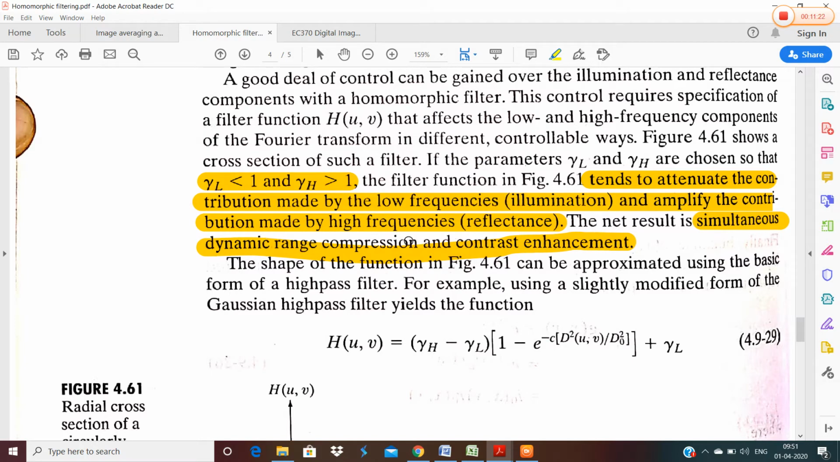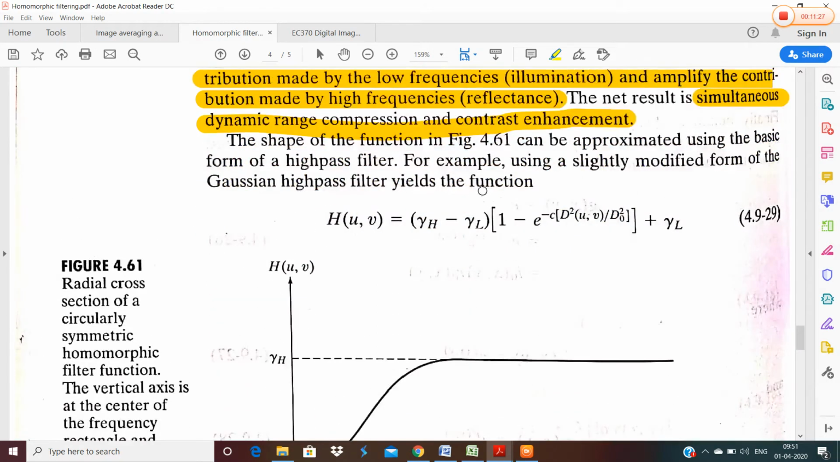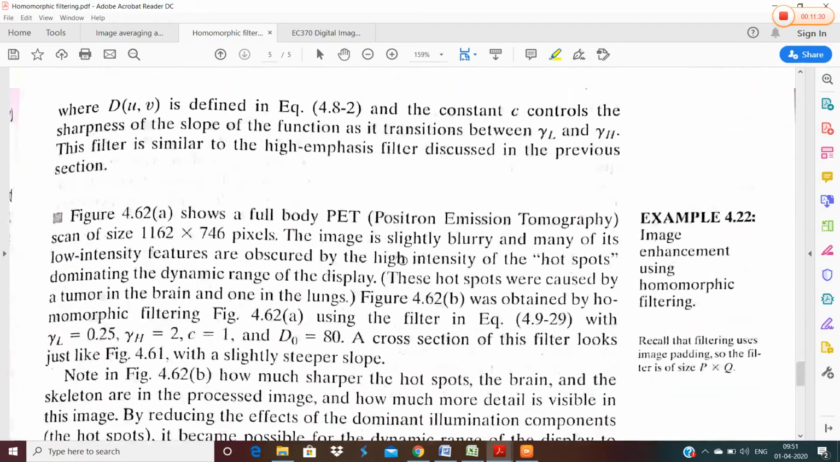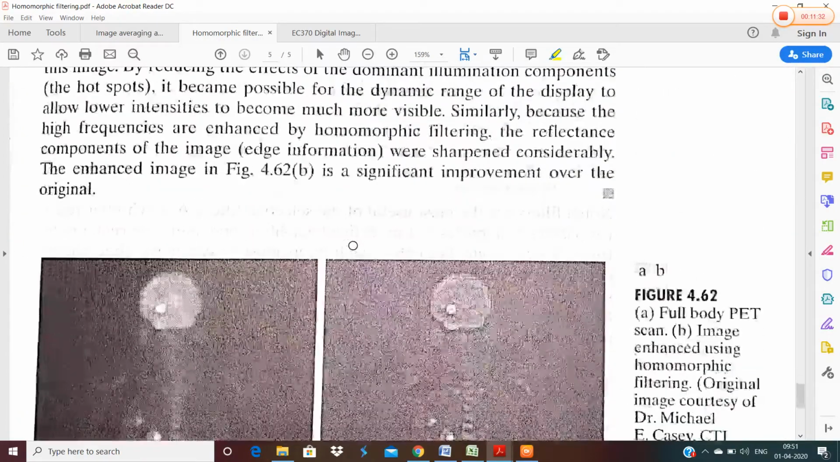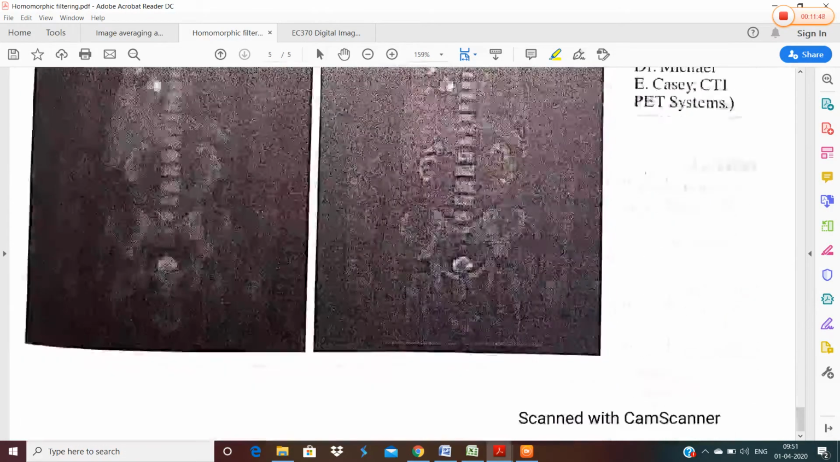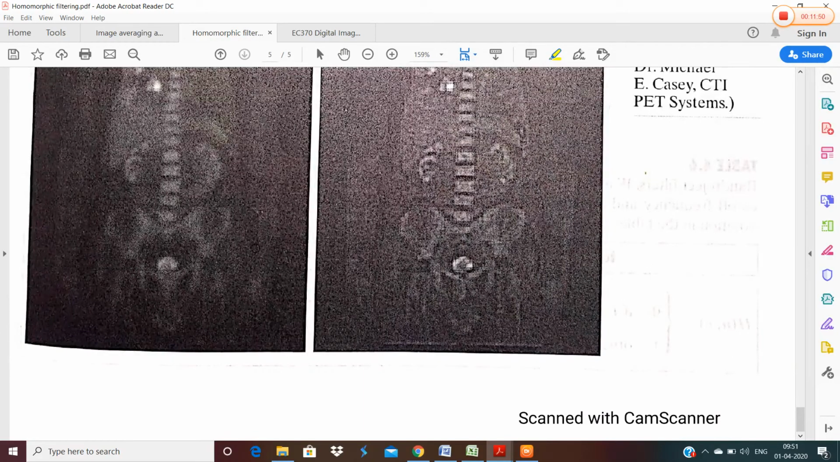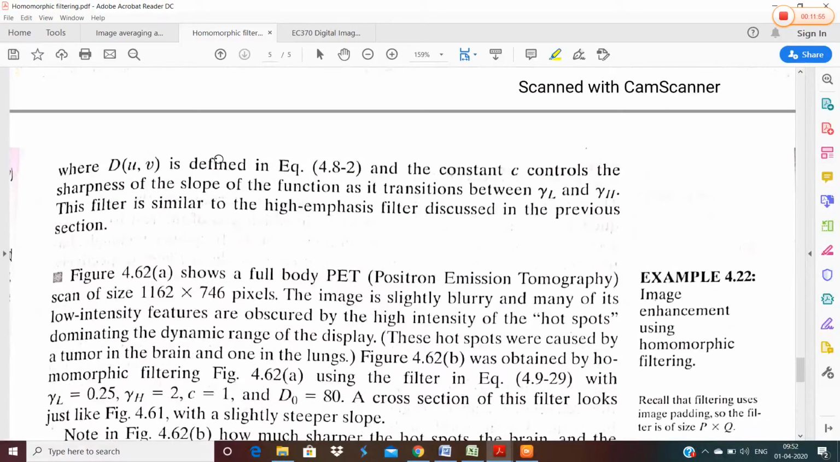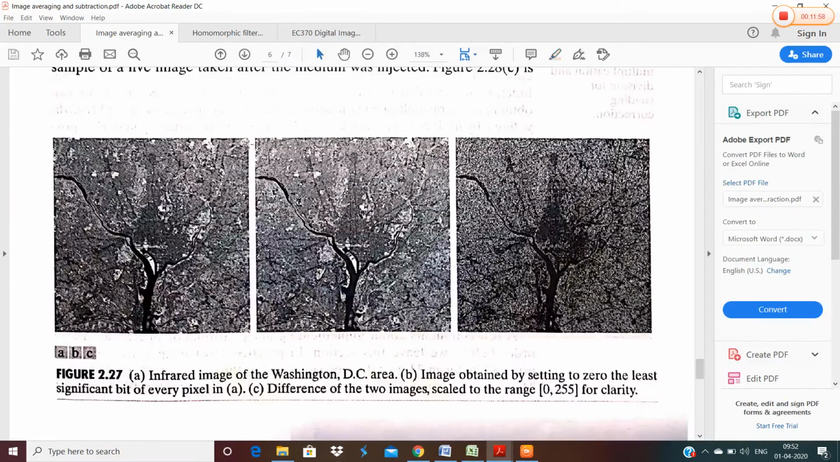Dynamic range compression you are getting because you are taking the natural logarithm and all. So finally this is the result. An example for this application is discussed here. You can read this. A typical example is shown here using a medical image, a positron emission tomography image. So you go through this example, then you will get more idea. So that is about the homomorphic filter. Next comes image averaging.